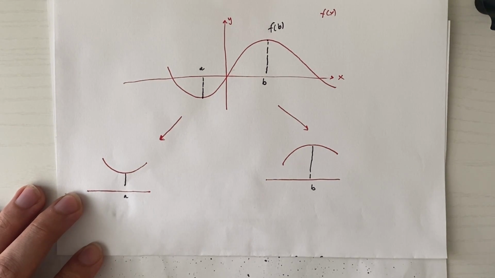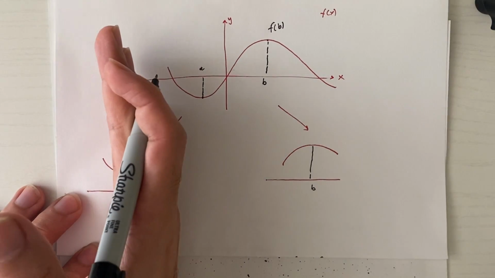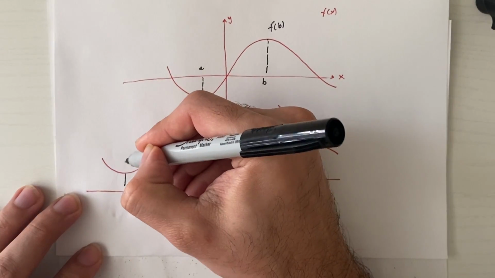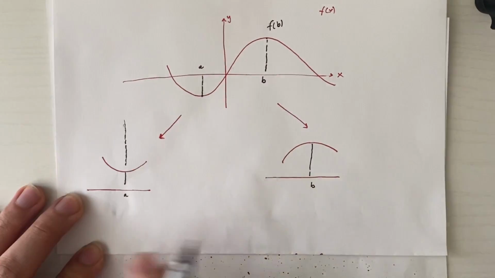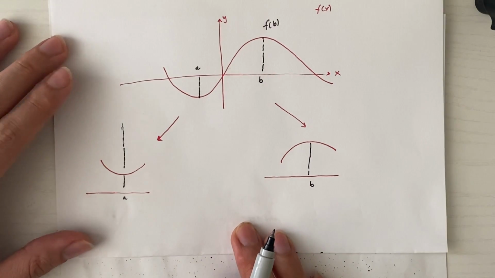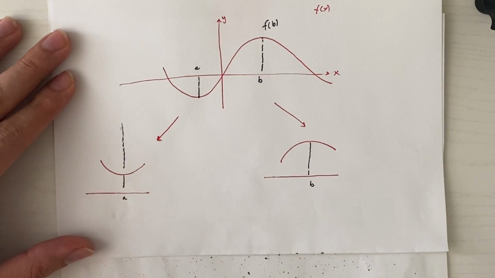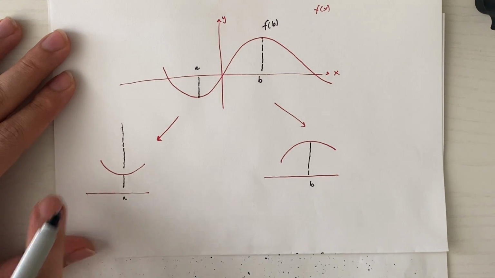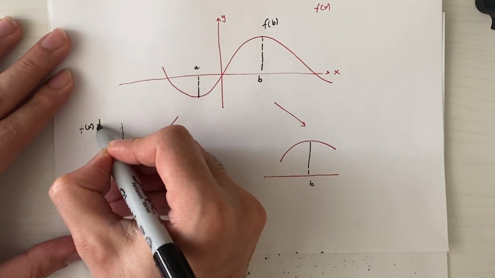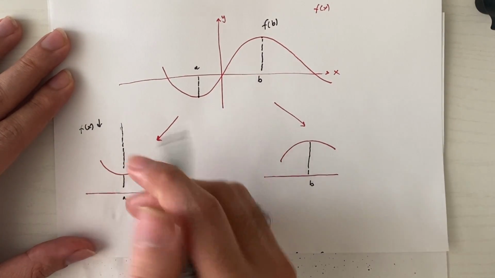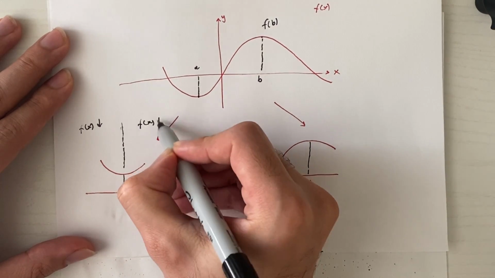So first, I'm gonna split the function into two segments, left and right. On the left side, what's happening with the function? We see that the values of the function f of x are decreasing. Therefore, f of x is decreasing. And then on the right side, it's increasing in value.